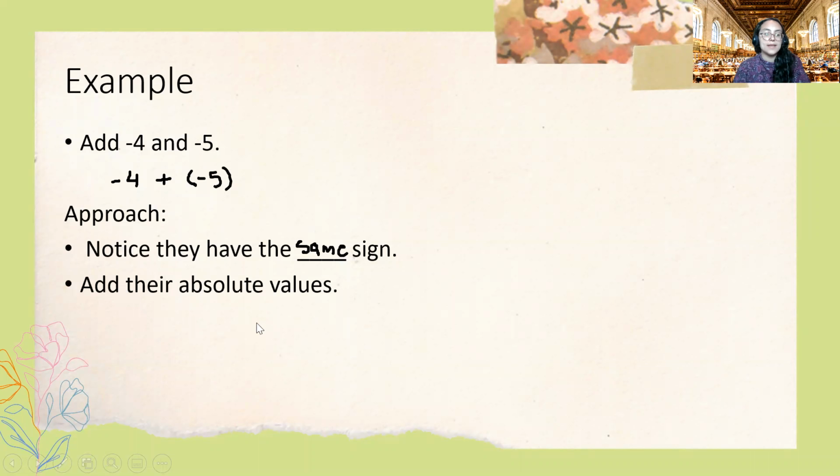That means that we're going to add their absolute values. I'm going to take the absolute value of -4, and that's going to be +4. And the absolute value of -5 is going to be +5. I'm going to add these two, so 4 plus 5 is going to give me 9.